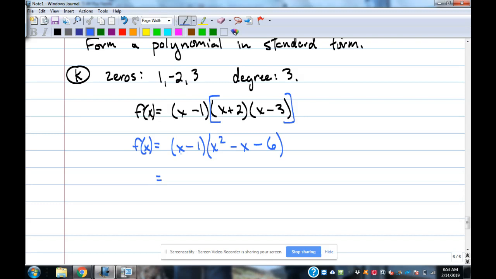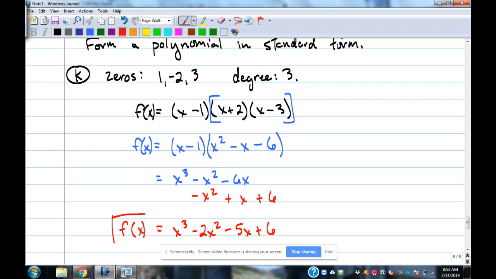So here we would multiply x times everybody. That'd be x cubed minus x squared minus 6x. And then we multiply -1 by everybody. So that's -x squared, positive x, and positive 6. And then we add those together. x cubed minus 2x squared minus 5x plus 6. How can you verify that that is the correct polynomial?